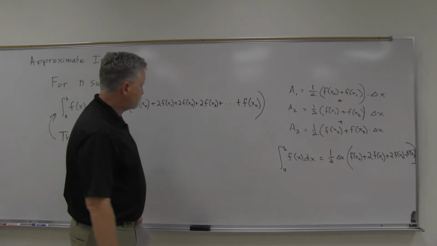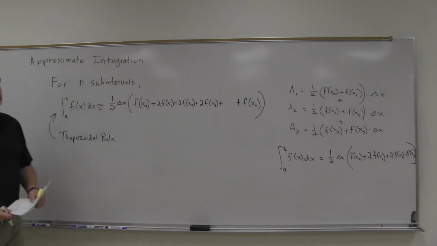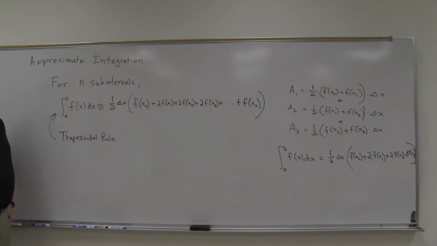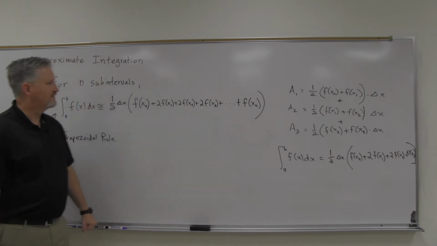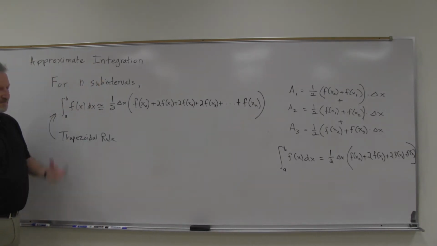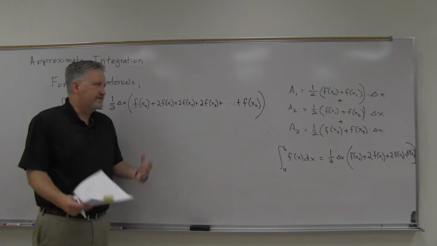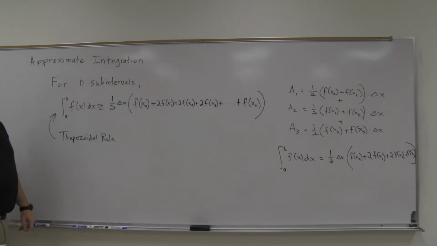Okay. Just a little bit different than just regular rectangles, because you've got the factors of 2 in there in the middle ones, but that's what it is, called the trapezoidal rule. All right, so let's try one.